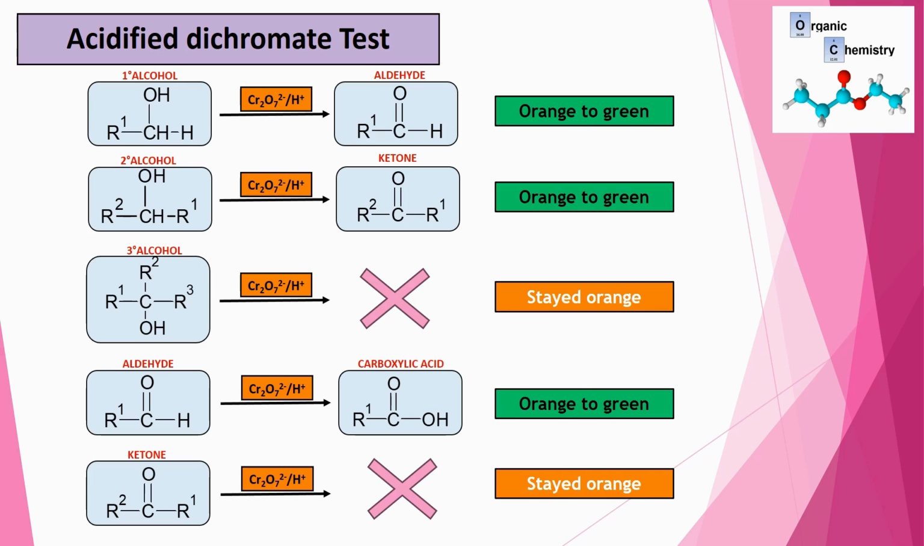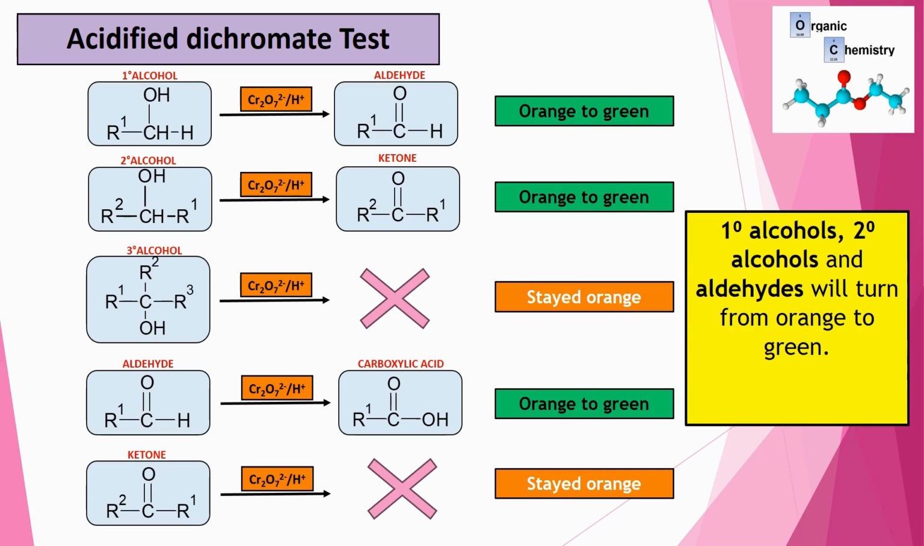So remember that the acidified dichromate and the acidified permanganate have the same positive reactions. They are just different color changes. So for this one, the orange color will go green for a positive test.